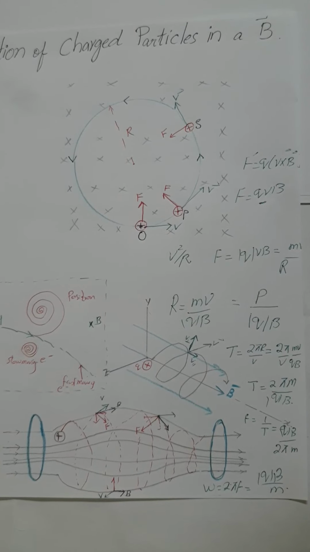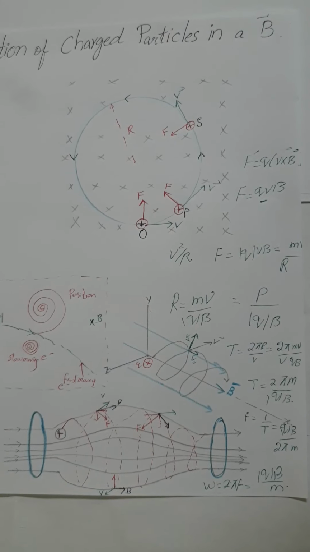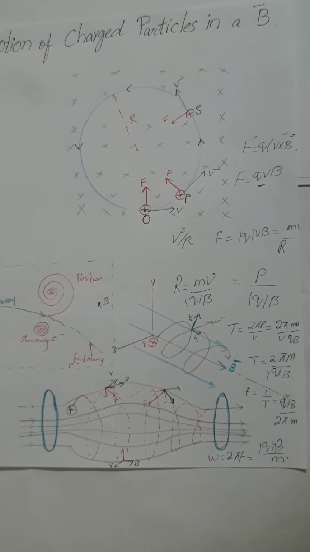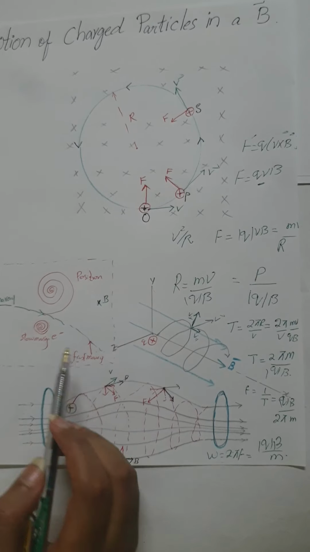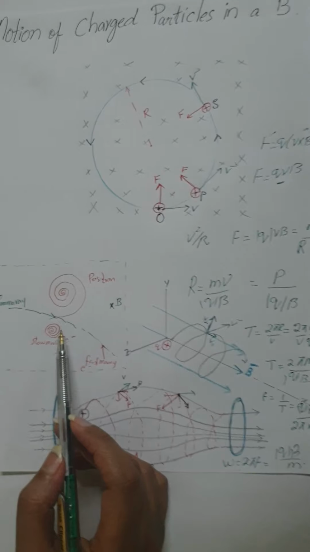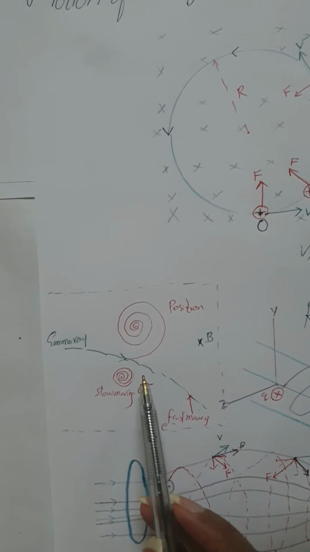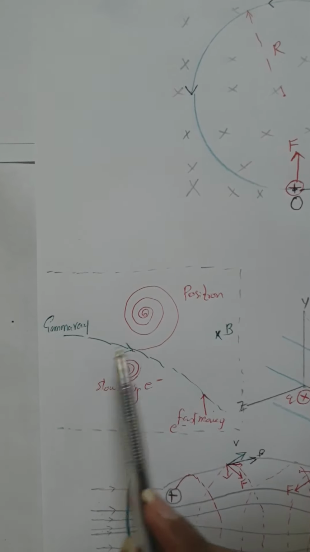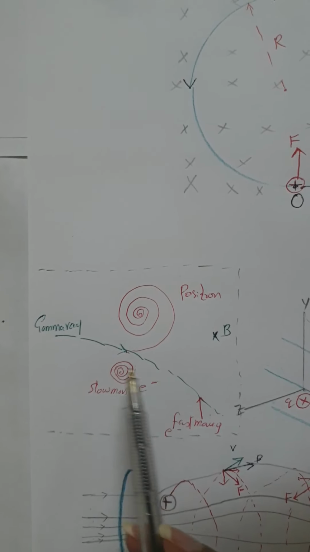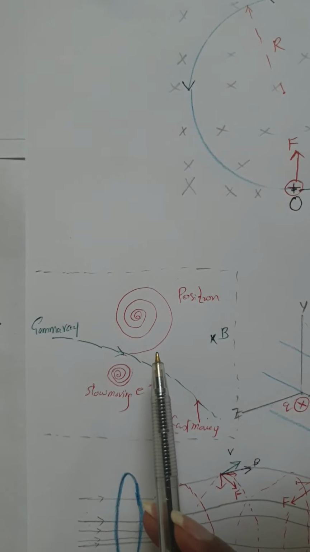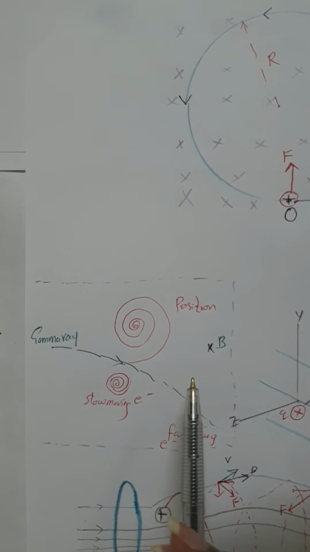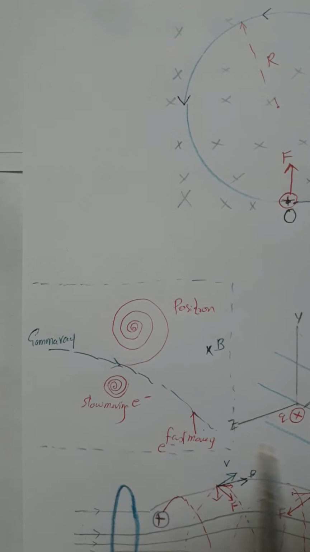And the magnetic forces on charged particles play a very important role in the study of elementary particles. For example, this is a photograph of a bubble chamber. The bubble chamber is filled with liquid hydrogen, and a very strong magnetic field is applied, which is directed into the plane of the photograph.